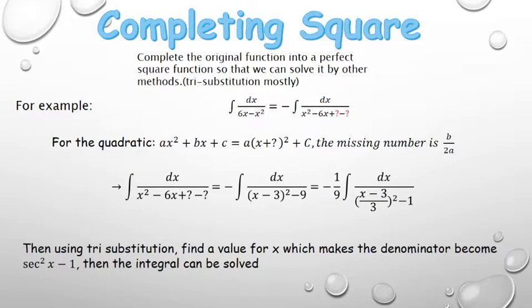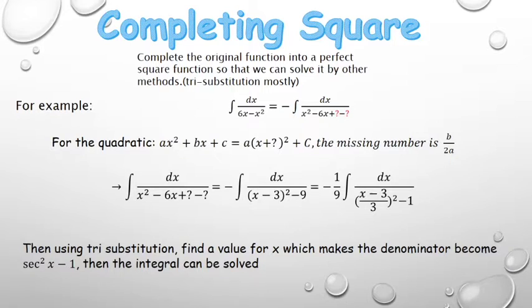The next technique that we are going to discuss is completing the square, in which we convert an original function into a perfect square function so that we can solve it with another method, mostly trigonometric substitution, but we can sometimes also use partial fraction. For example, for the integration of dx over 6x minus x squared, we can change it into the negative of integration of dx over x squared minus 6x plus something minus something.